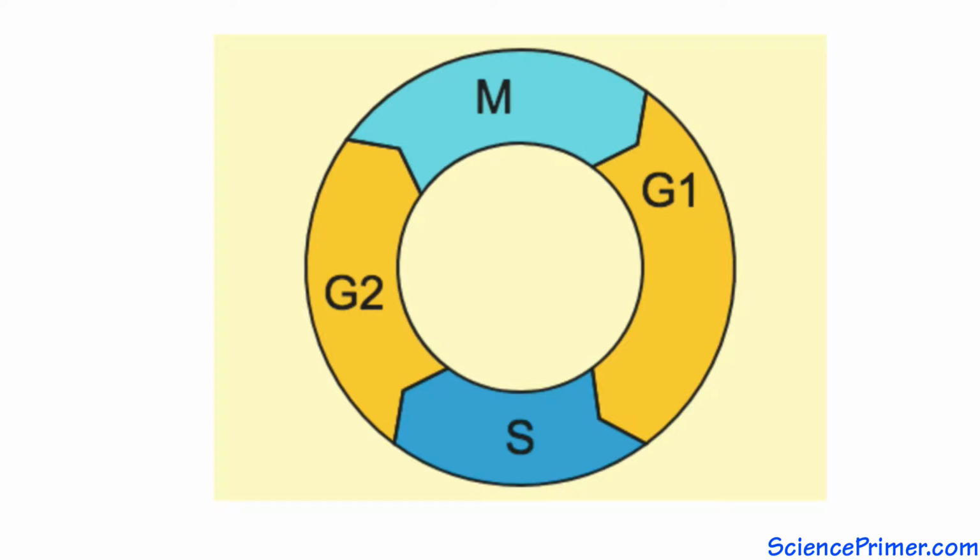The cell cycle describes the stages of cell division. It is often depicted as a circle separated into segments, with each segment representing a phase of the cycle. There are 4 phases plus 1 special state for resting cells. The first is gap phase 1, or G1.